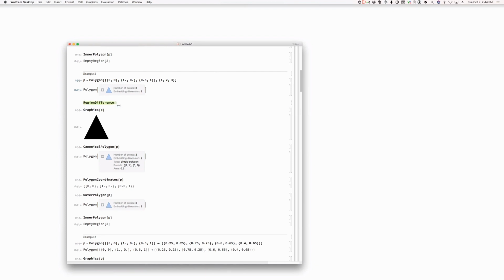Is that what is the right region difference? Okay, so if I say region difference of P, comma, and then let's say I say triangle, is it just triangle or triangle SSS? How do I make a triangle with 3 points? Just triangle. Okay, so if I say 0.2, 0.3, 0.5, 0.5, 0.7, 0.8. Okay, now I say graphics of that.